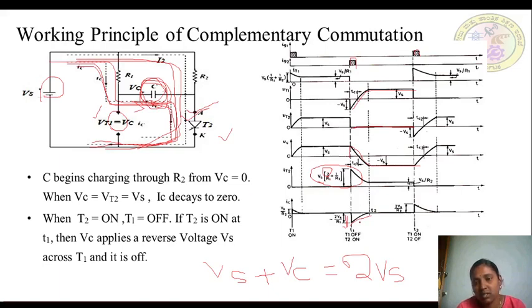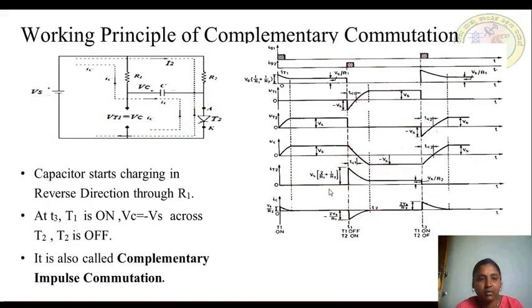So this 2 Vs is again going to reduce this capacitor current. Once it is recharged, the current is going to stop and come to 0, and this is your IT2 current. Again this current will not flow, only this Vs by R2 will flow. So again the same cycle is going to repeat after T3, where you are going to turn on T1 and T2 will be turned off by this capacitor. Okay. So this is about the complementary commutation.